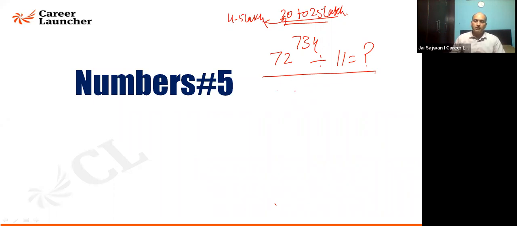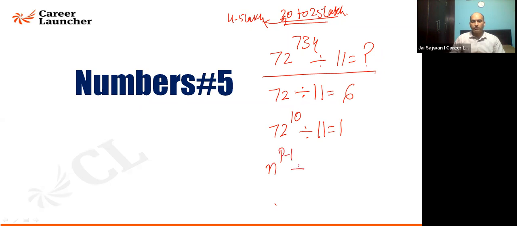Here I go. 72, the first thing that I need to do is check whether the number is divisible by 11 or not. Of course, it is not. So the remainder comes out to be 6. Now 72 to the power of 10 when divided by 11, remainder comes out to be 1. Why? It is n to the power of p minus 1 when divided by p, remainder is 1, where n is a natural number which is of course not a multiple of p, and p is a prime number.